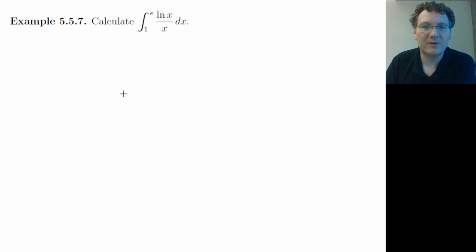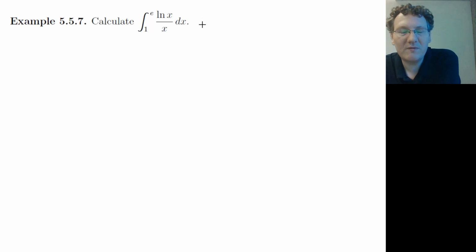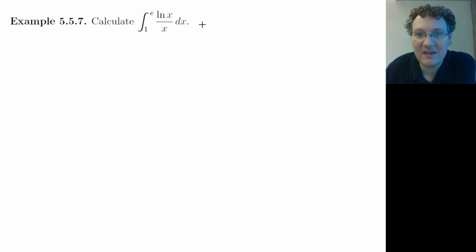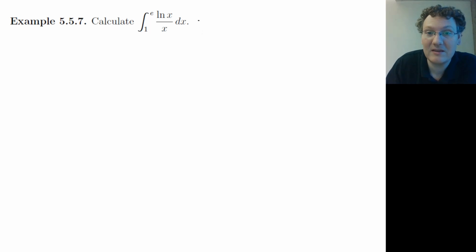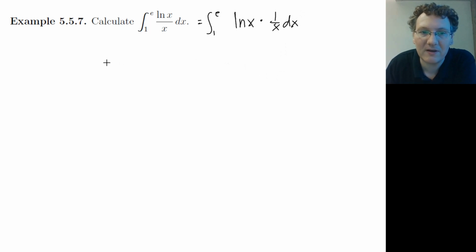Okay, now let's take this one. Now this one might not seem so clear. What are we going to do? Notice with this, the derivative of the natural log is 1 over x, and there's a 1 over x sitting right there, right? This is actually the integral from 1 to e of the natural log of x times 1 over x dx. This is actually perfect. This is setting up.